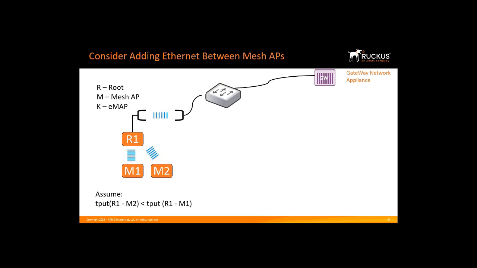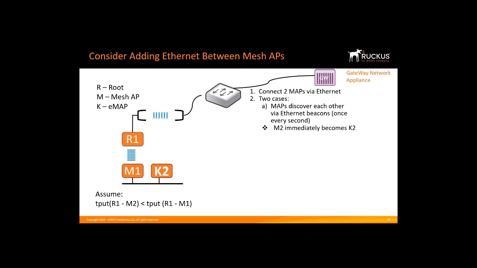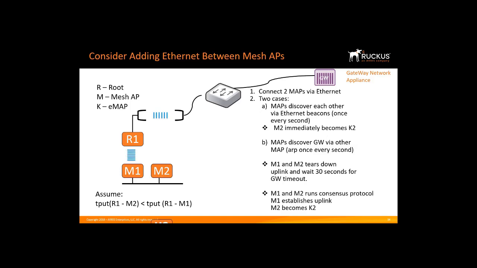Consider what happens when you add an Ethernet interface between two non-root APs. In this example, we have a root AP and two mesh APs. We connect an Ethernet cable between mesh AP1 and mesh AP2 that detect an Ethernet interface, but it does not have a direct gateway connection. Immediately, both APs enter the consensus protocol. Links are torn down, and after a short time, one AP becomes the MAP and the other AP becomes the EMAP. The AP with the best path selection becomes the MAP.